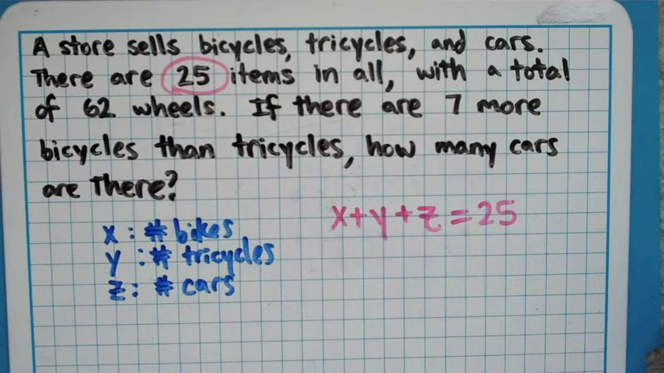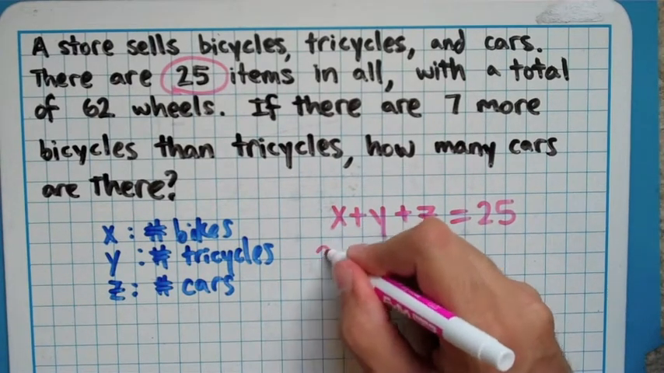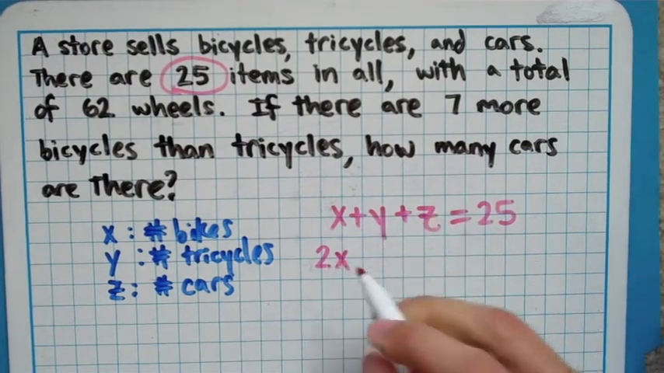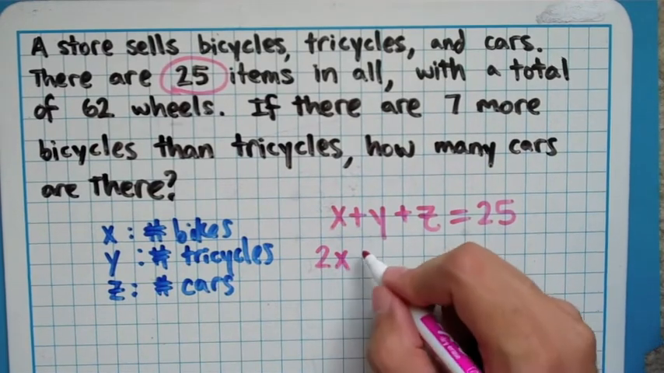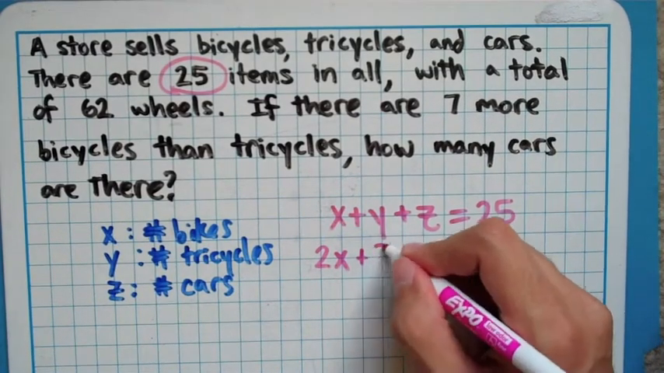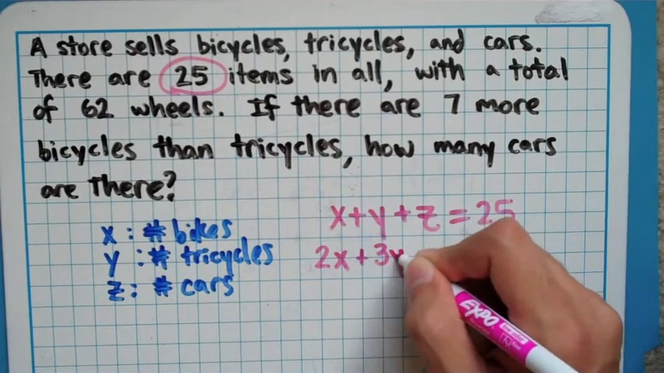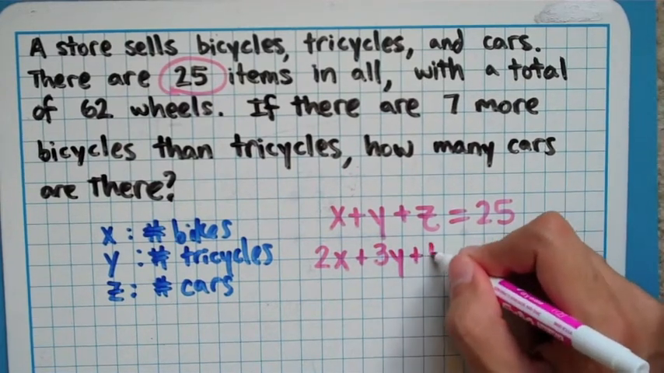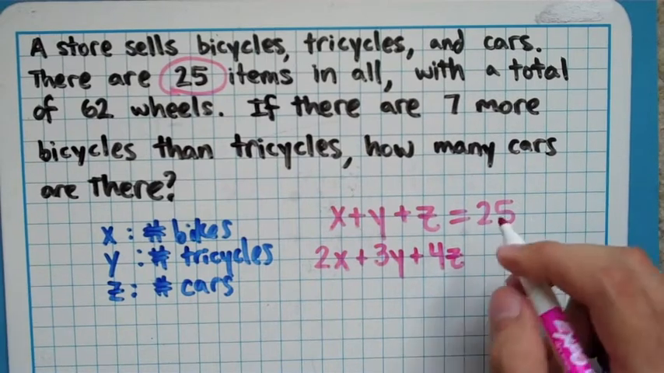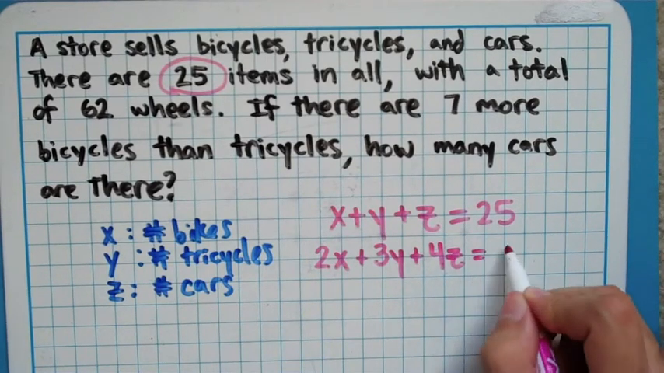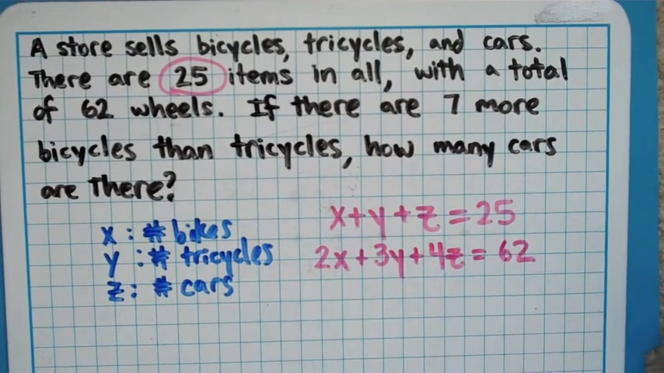Now, there are two pieces of information that we still haven't used. There are a total of 62 wheels between all of our different objects here. Remember, every bike has 2 wheels, so if you have 3 bikes, you would do 2 times 3 for the number of wheels. Every tricycle has 3 wheels, so we'll do 3 times the number of tricycles. And every car has 4 wheels, so I'll do 4z for that one. And altogether, I have 62 wheels. So that's going to be my second equation.